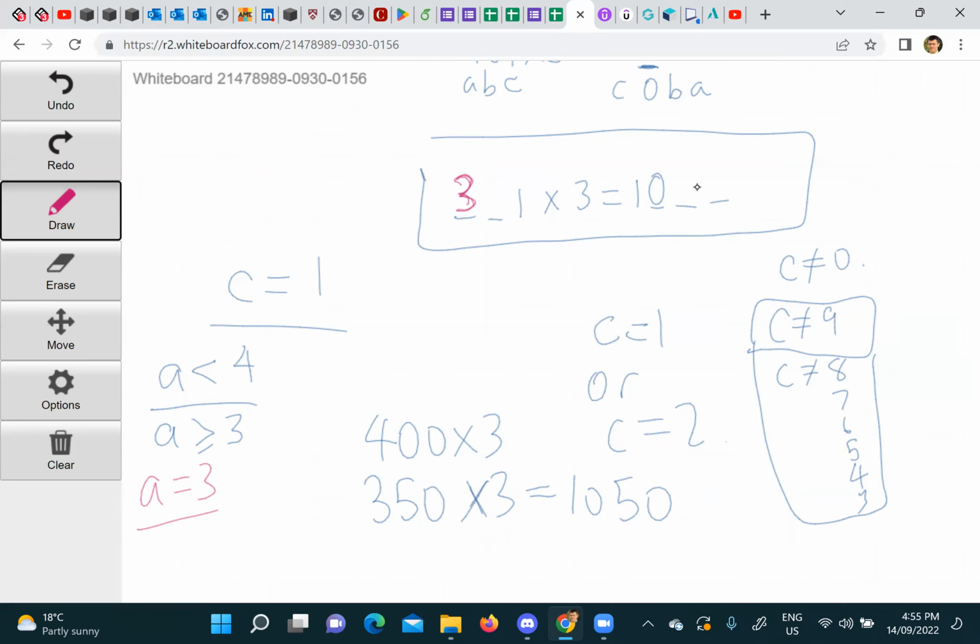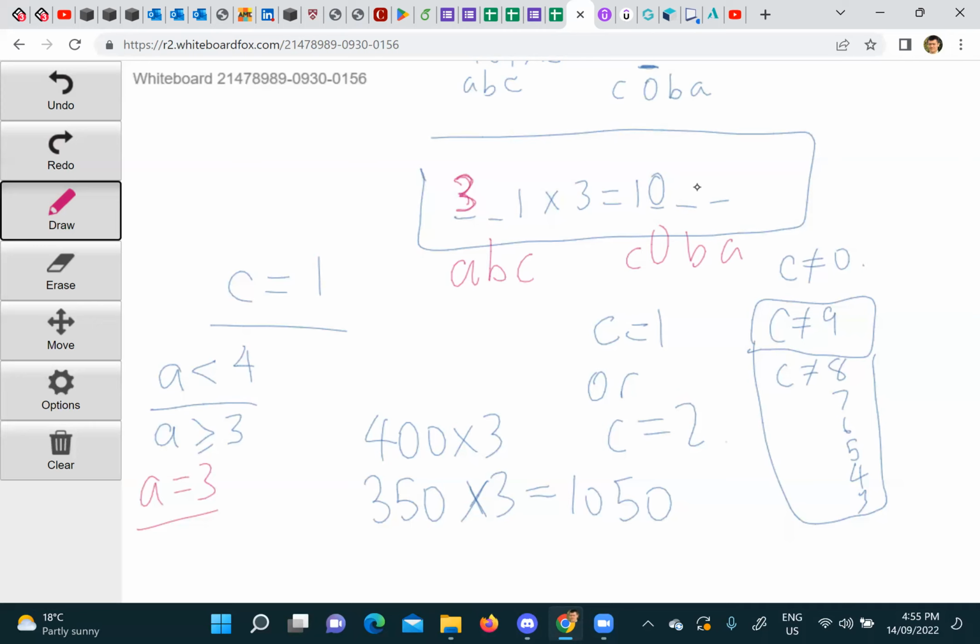Okay, so look at this. So there's obvious things you should be doing, okay? So look at this. The question is asking ABC times 3 equals COBA, right? Yes? Yeah. And we said we know A is 3, yeah? Okay? Yeah. So we should write 3 in there, shouldn't we?